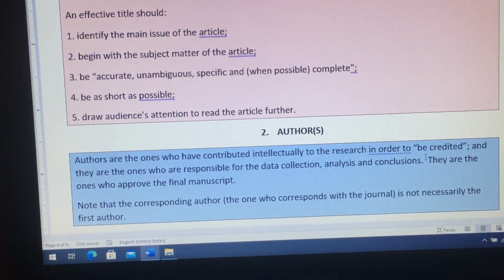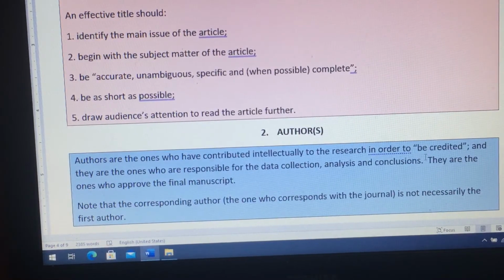the author who sends emails and communicates with the journal, is not necessarily the first author of the article, if there are two authors or three authors or more than three authors. Of course, it is important to know that the corresponding author is not necessarily the first author of the article. In other words, not the main author of the article. So the corresponding author can be not the same as the first author.